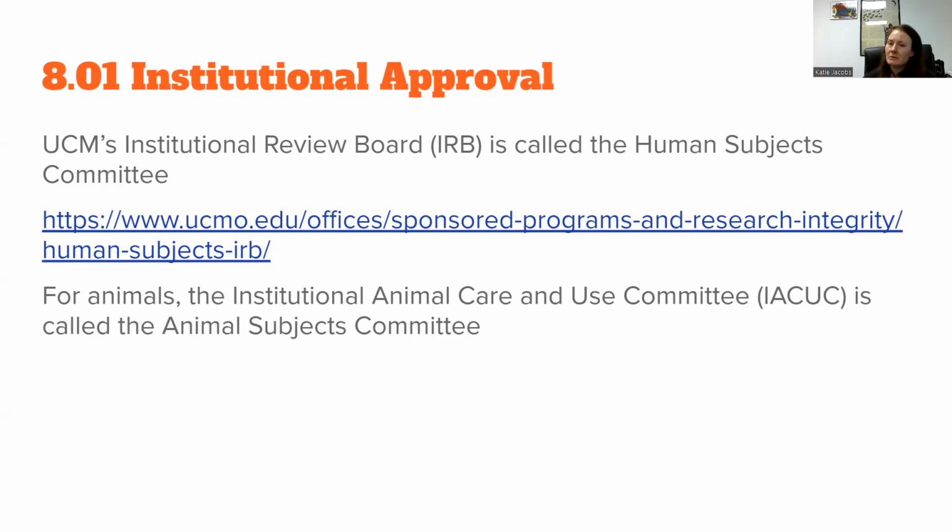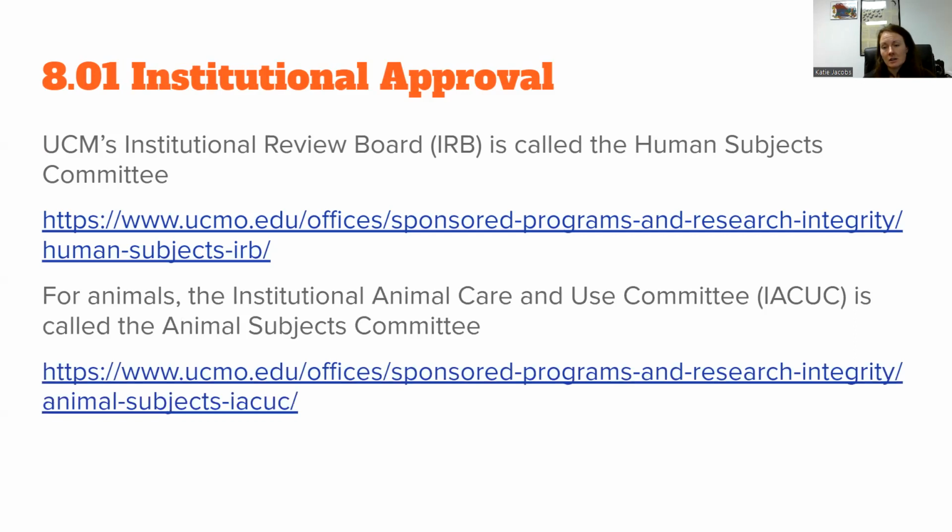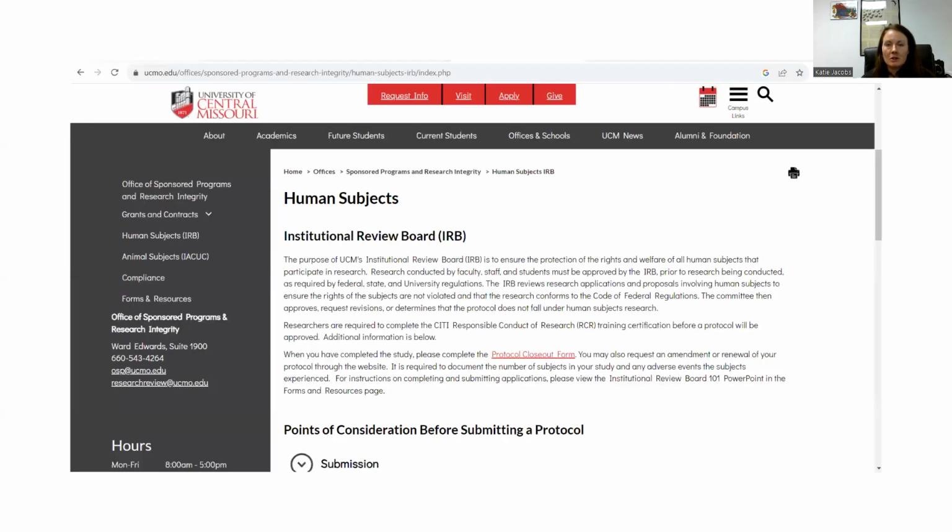Along with IRB, which is for human subjects, there is IACUC, the Institutional Animal Care and Use Committee. This is for research that is on animals, and we have that here as well. That's going to be the relevant link for that. When you go to the web page, this is what it's going to look like. It'll say human subjects, institutional review board, and there'll be a whole bunch of different things here. You'll notice that the IRB is housed through the Office of Sponsored Programs and Research Integrity, and their contact information can be found on the web page.